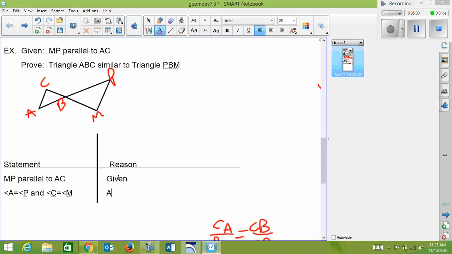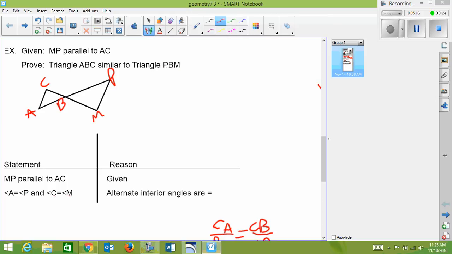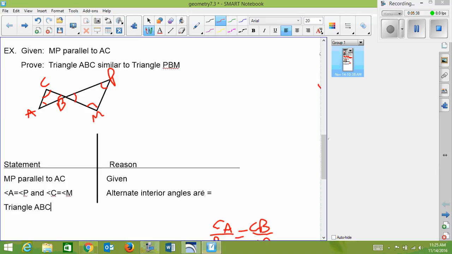And how do I know that? Because alternate interior angles are equal. So now that I know that, I'm saying that this angle right here is equal to this one, and this one to this one, and these two are vertical, so they would also be equal. But really, we just need the two to be able to prove this. So then I'm going to say that triangle ABC is similar to PBM. Why? AA similarity. So that one was fairly simple. There wasn't much to it.